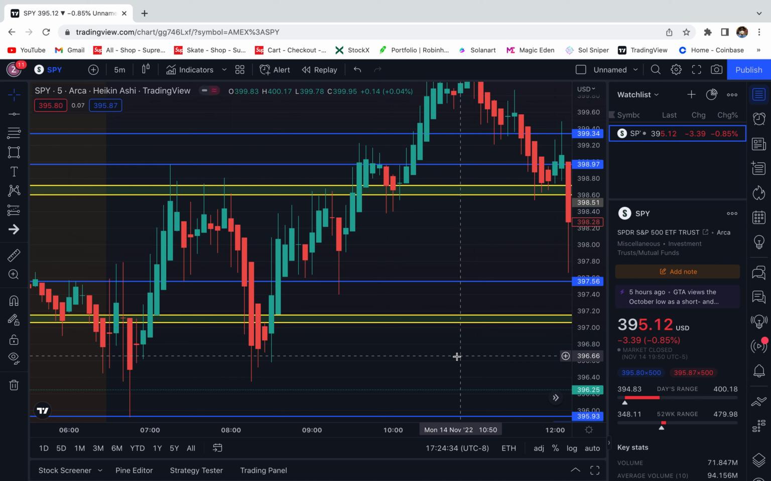Oh yeah, I'm like completely. Can you explain again where you put your two yellow lines and why that is?